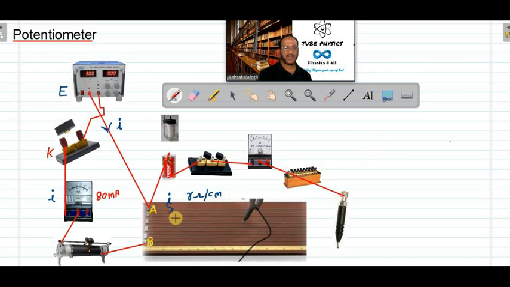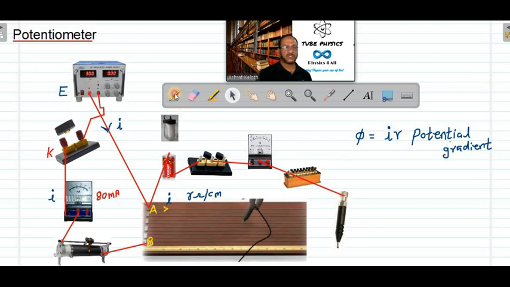So if you take 1 centimeter of this wire, it will have a potential drop of I into r. This quantity I r is taken as phi, and it is called potential gradient: the voltage drop per unit length. Very good. Potential gradient is the voltage drop per unit length. In each 1 centimeter, how much potential drop is there? That is called potential gradient.